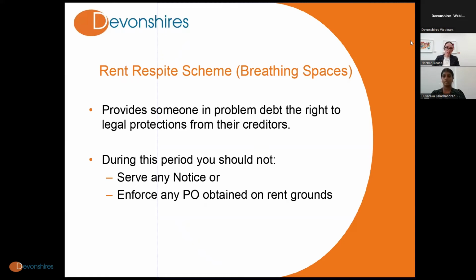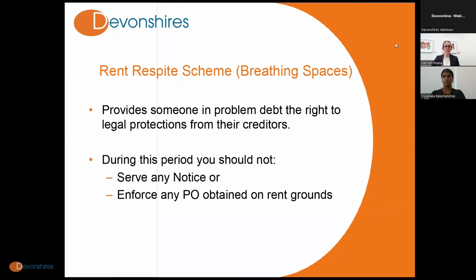So that is effectively just a very light touch on the debt respite scheme and breathing space. Like I say, some of you may have come across it before, some of you may not, but it's just something to be aware of and understand that there are certain things that you cannot do if you do receive notice that a tenant has entered a moratorium.